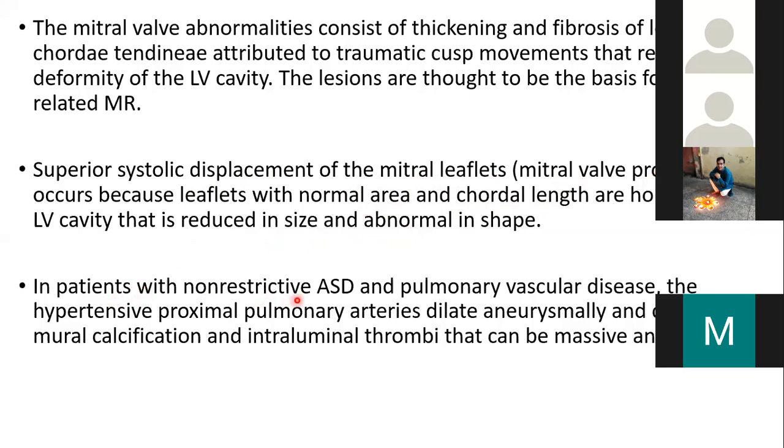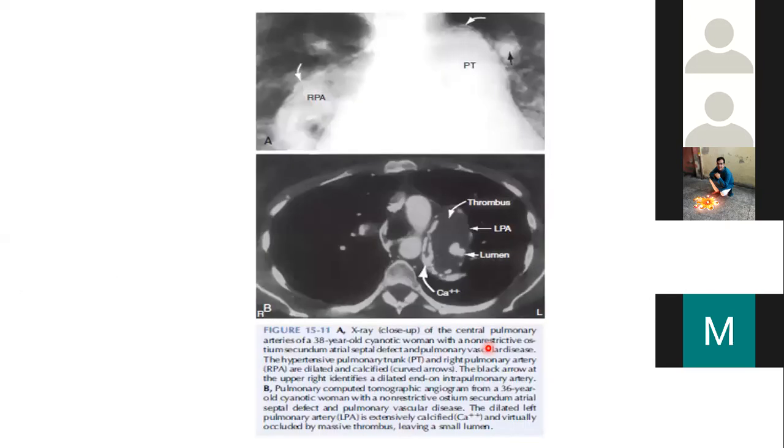In a patient with non-restrictive ASD and pulmonary vascular disease, the hypertensive proximal pulmonary arteries dilate aneurysmally and contain mural calcification and intraluminal thrombi that can be massive or occlusive. This CT shows the dilated pulmonary artery with a massive thrombus in it on the left. This small thing is the lumen, and this is the main big artery which is calcified, with a massive thrombus, and the lumen is very small. You can see this is the left pulmonary artery, the main pulmonary artery which is dilated, and the right pulmonary artery which is dilated.